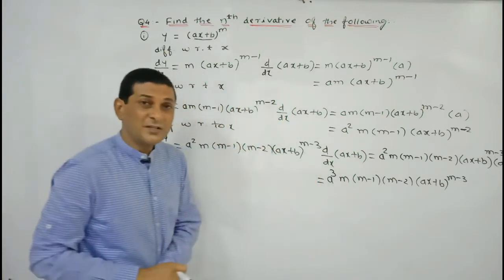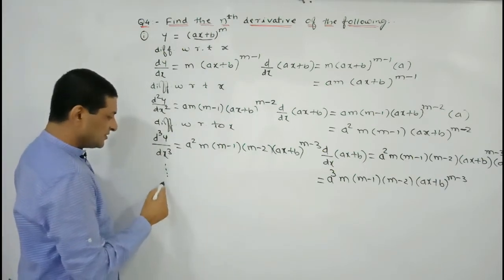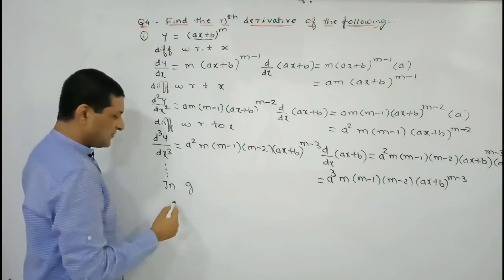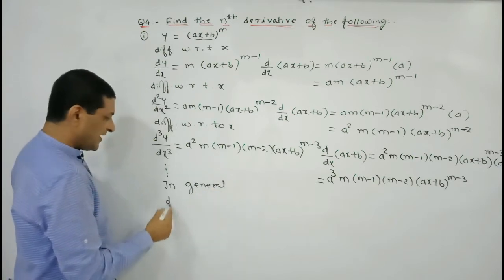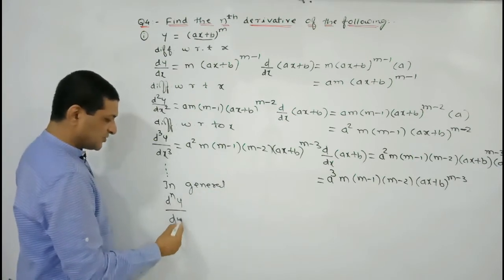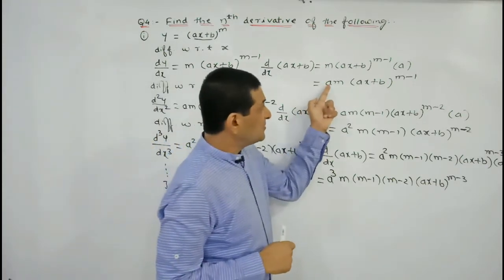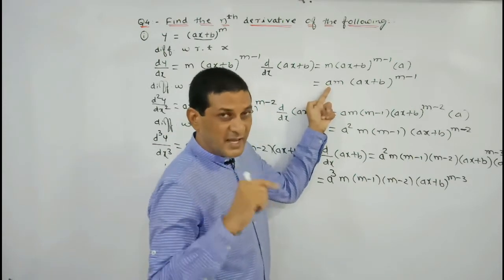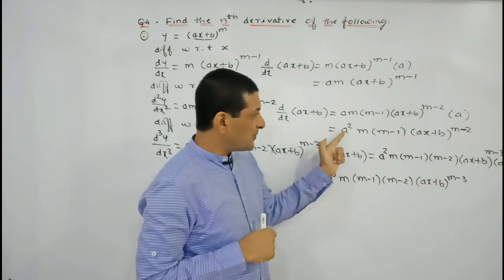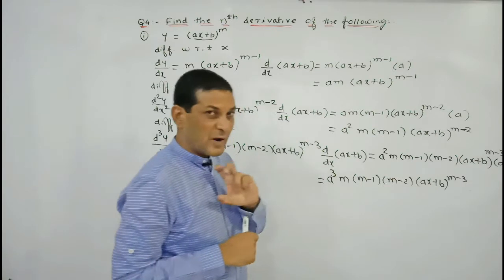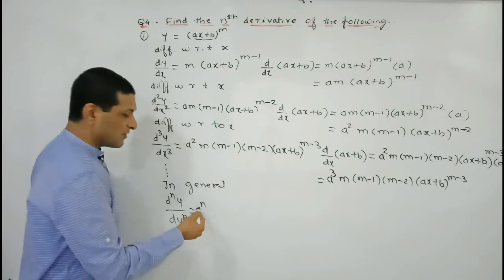In this way, we have got the value of the first order, second order and third order derivative. Observing these values, we now write the value of the nth order derivative in general form. Let us see what value we are getting. First, look at the first term here. In the first order derivative the power of a is 1, in the second order derivative the power of a is 2, and in the third order derivative the power of a is 3.